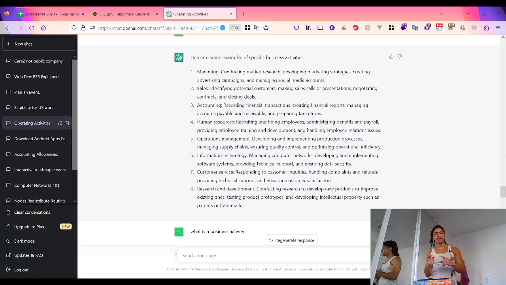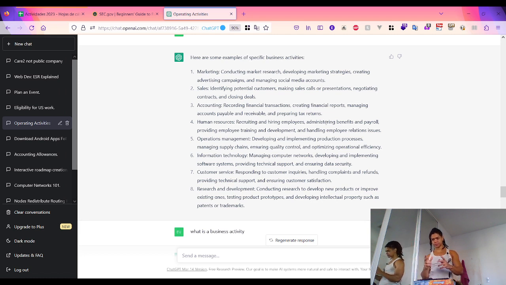In operations management, we have developing and implementing production processes, managing the supply chain, ensuring quality controls and optimizing operational efficiency, whether on the supply or on the production side.